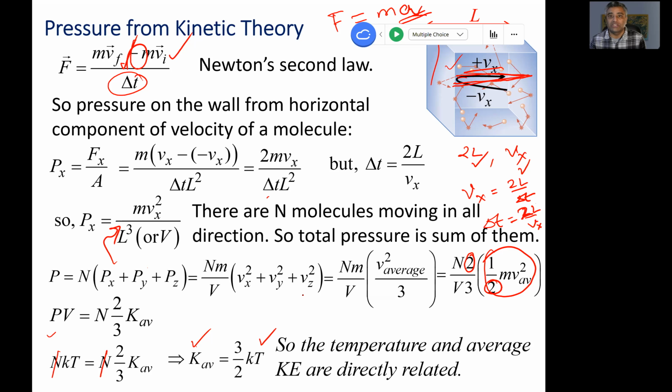So higher temperature means kinetic energy is higher. That means they are moving faster on average. Okay, so that's what it means. So that's the definition of temperature. So what is the temperature of a gas or temperature of anything? That's the average kinetic energy of all the molecules or the atoms in that thing.